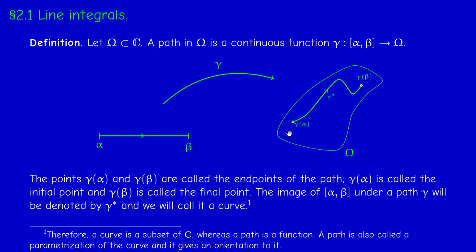Okay, so you can think also of a curve as being, so a path can be thought of as an oriented curve. This is what is important here.